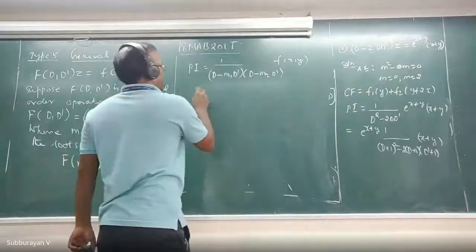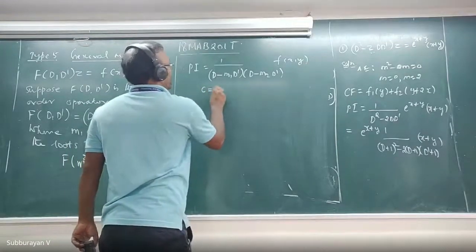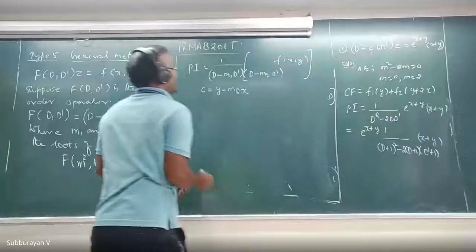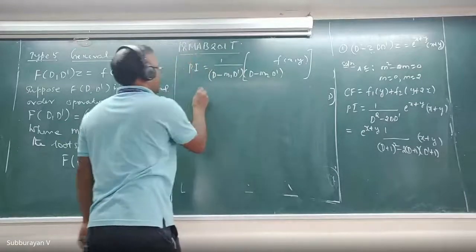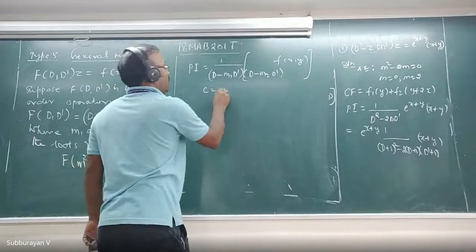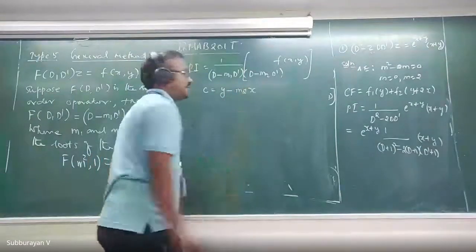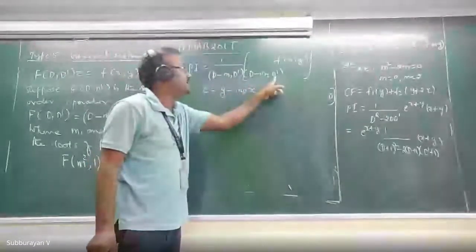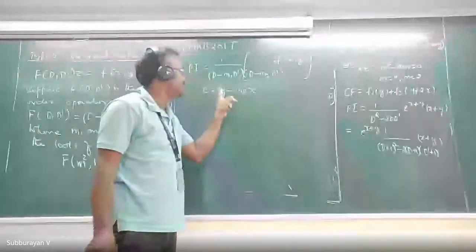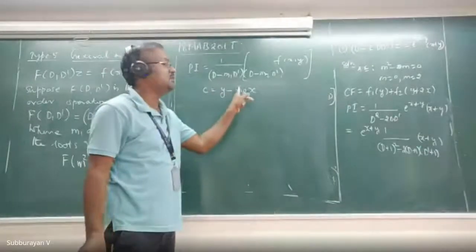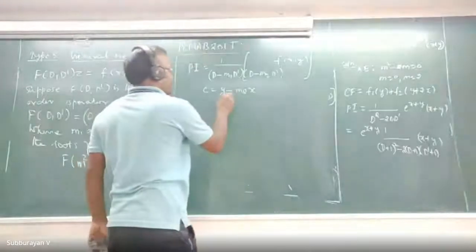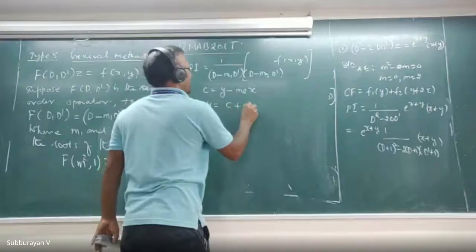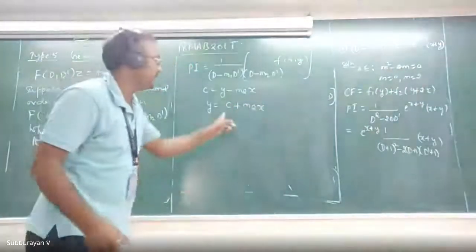For that, I'm going to choose c, which is equal to y minus m2 x. I'm going to eliminate this operator first. Therefore, I choose c equal to y minus m2 x. Wherever D is there, you just replace D equal to y and D dash by x. C equal to y minus m2 x. From this expression, you can write y equal to c plus m2 x.